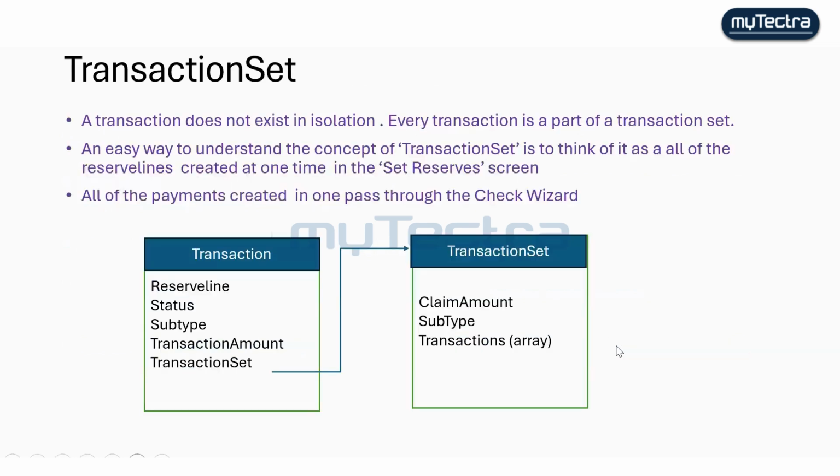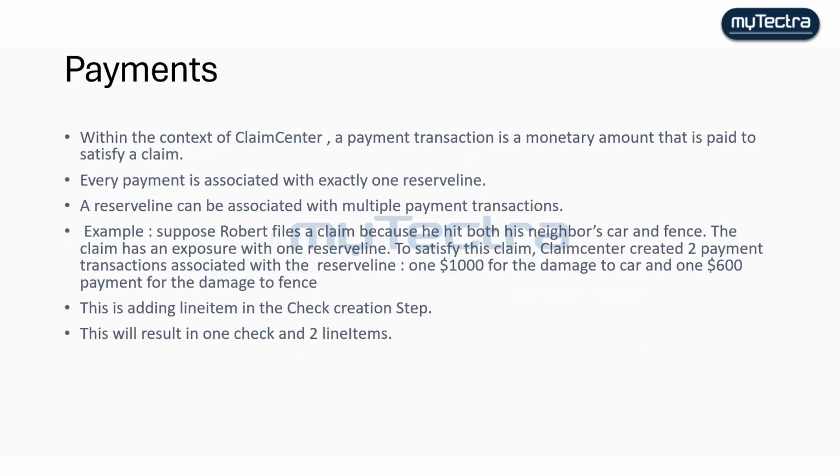Next, transaction set with example. I added this because a single check can have multiple payments. That is the concept in one line: one check can have multiple payments by adding more line items to the check.